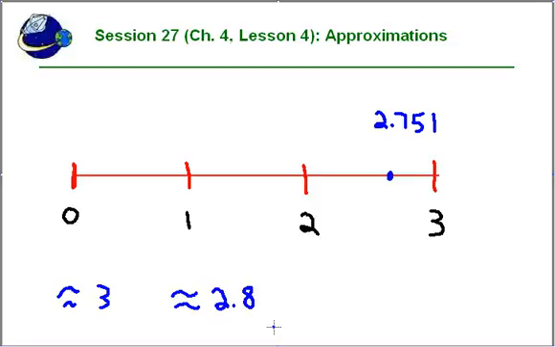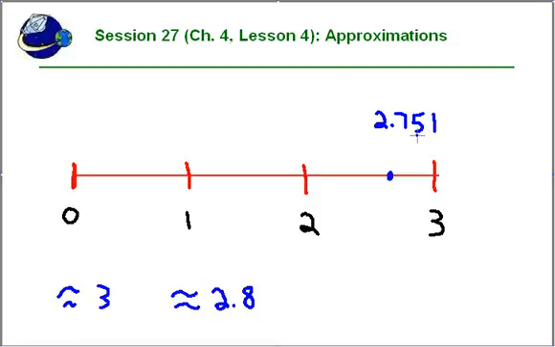We'll go ahead and take this one step further. Let's say I now ask you to approximate this to the nearest hundredth, 2 places to the right of the decimal point. Well, our 5 is in the hundredths place. So the question is, which 2 hundredths is 2.751 in between? Well, it's greater than 2.75, but less than 2.76. So it's somewhere in between there.